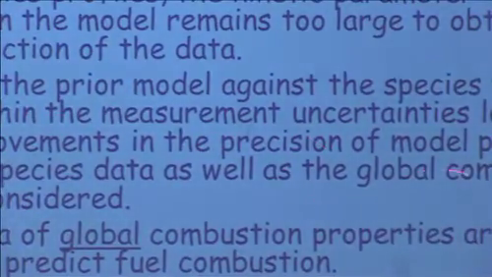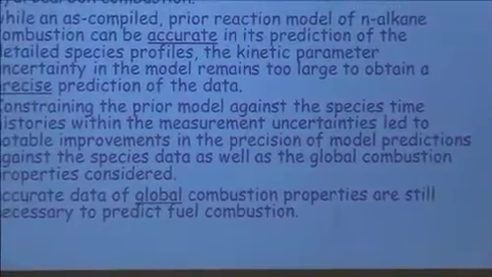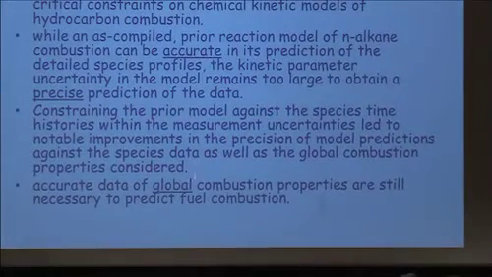And then he says that constraining the prior model against the species time histories with the measurement uncertainties led to notable improvements in the precision of the model predictions against the species data, as well as the global combustion properties considered. Accurate data of global combustion properties are still necessary to predict fuel combustion. Well, let's go on to the next slide, and then let's come back and see what all this means.